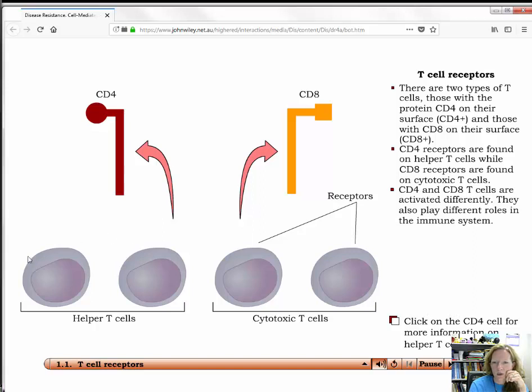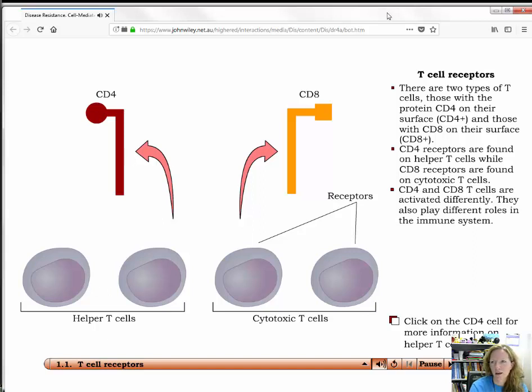So this one's cell-mediated immunity. You're going to go through and it's going to talk about first the helper T cells and how they are activated, how they're going to go through proliferation and differentiation, cloning, and then activation as well. And then it'll walk you through cytotoxic T cells. So for this one, it tells you to click on the CD4 cell.